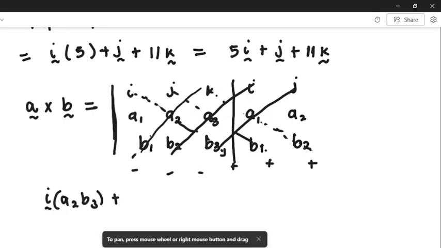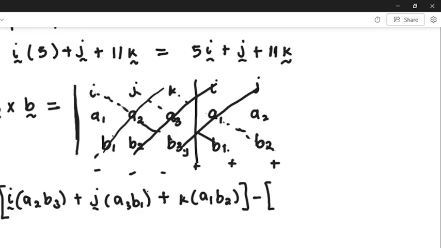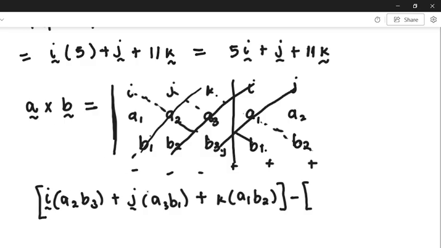Plus, we are adding, this is J, this was A3 B1, J into A3 B1 plus K into A1 B2, and now minus. We are subtracting. So we have K into A2 B1.